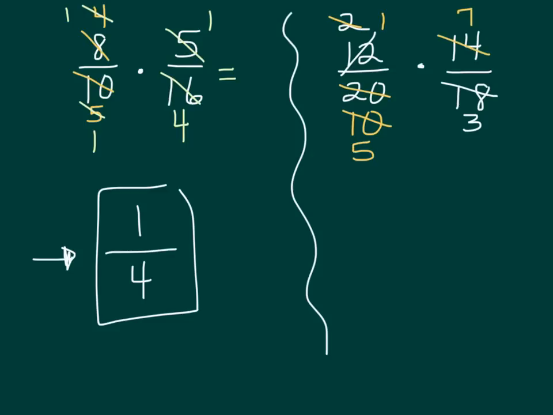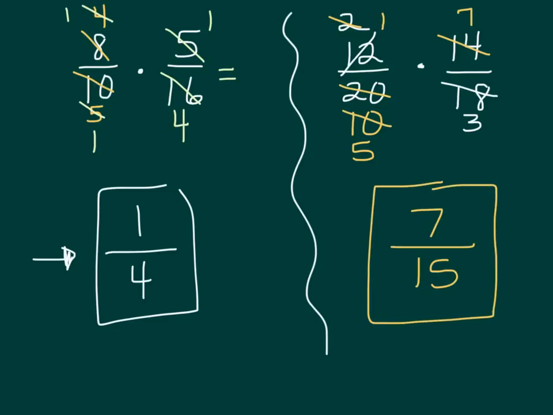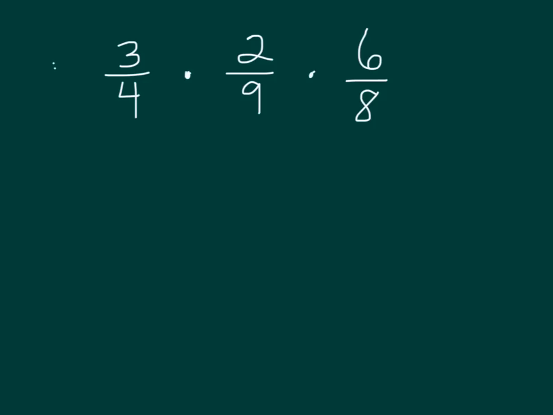Okay, I don't see anything else I can simplify, so I'm going to go straight across. 1 times 7, that's 7. And 5 times 3, that's 15. I cannot simplify that anymore, so there is my final answer. All right, now I'm going to show you one where we're multiplying 3 numbers.